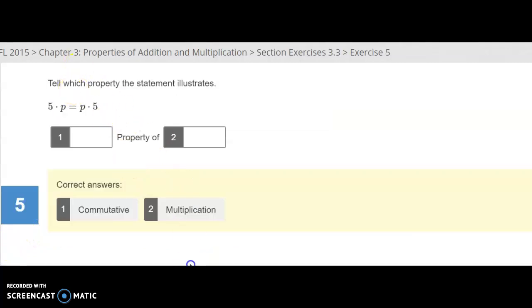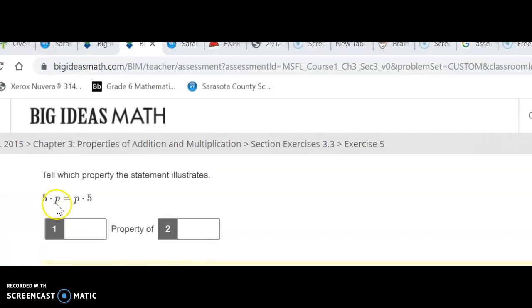This property is 5 times p equals p times 5. It is commutative because it's changed around. The numbers have changed places. Now it is a multiplication problem. 2 plus 12 plus r. What did they do? They changed where the parentheses are, or where things are associated. This is the associative property, and it's not multiplication, it is addition.